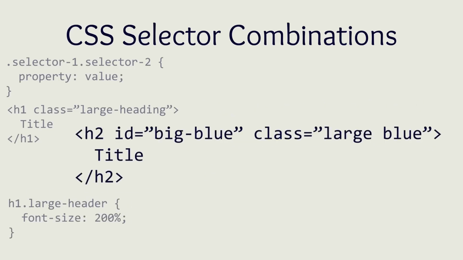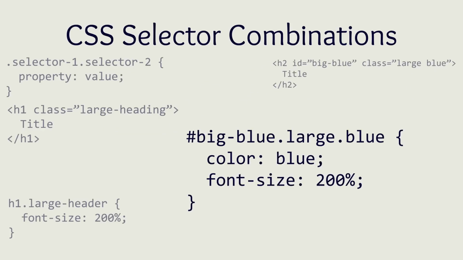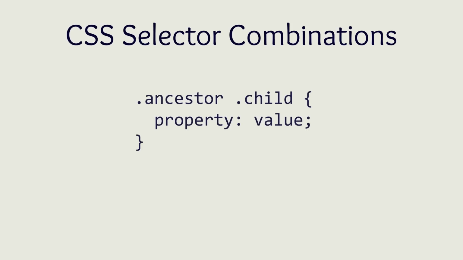If you wanted to select an element with the ID big blue and both the class large and blue, then you would use this selector. All HTML selectors can be combined in this way as many times as you want to create specific or general rules. Another way to combine selectors is to use multiple selectors to specify an ancestor of an element. To do this, you will put a space between the ancestor and child selector.